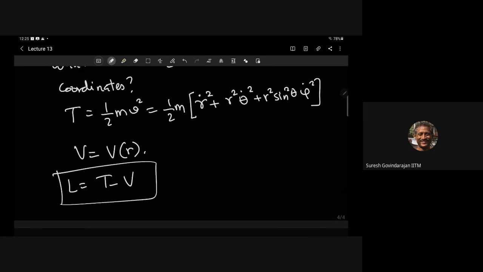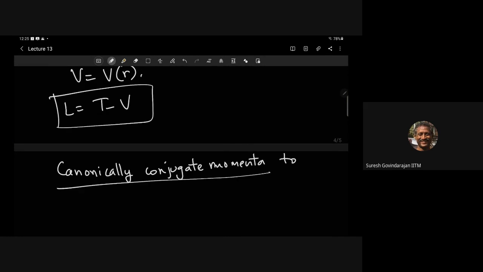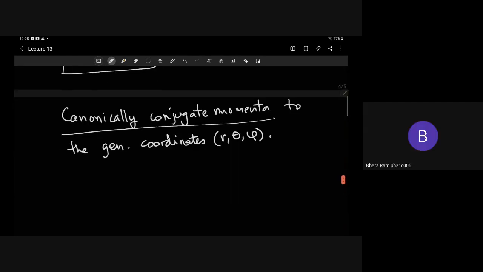Okay, so now we want to ask what are the canonically conjugate momenta to the generalized coordinates r, theta, phi. How do we do that? dL by dr dot, yeah, so ∂L/∂ṙ, and that is just m r dot.